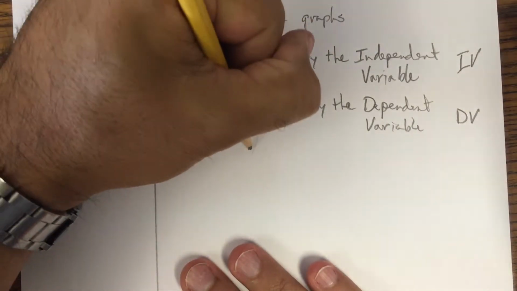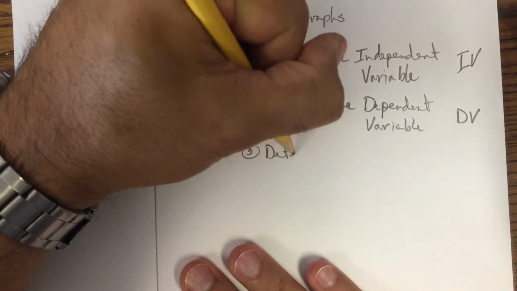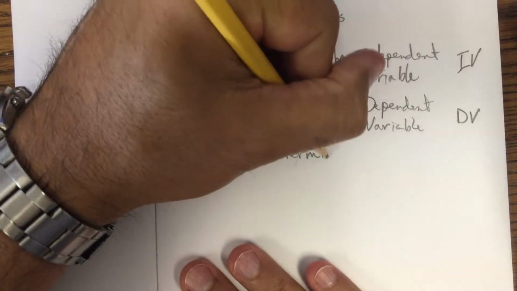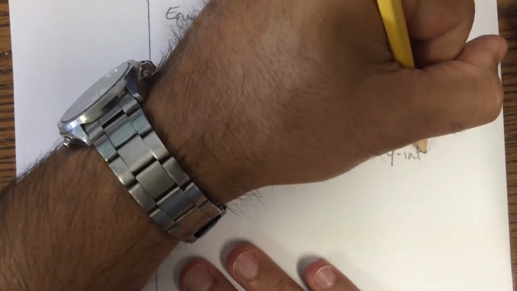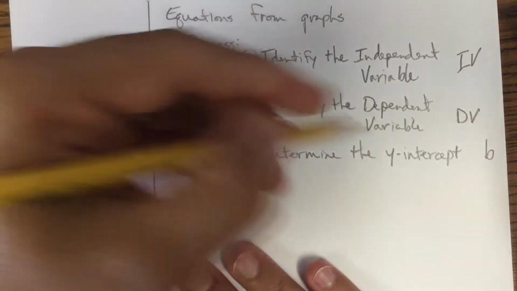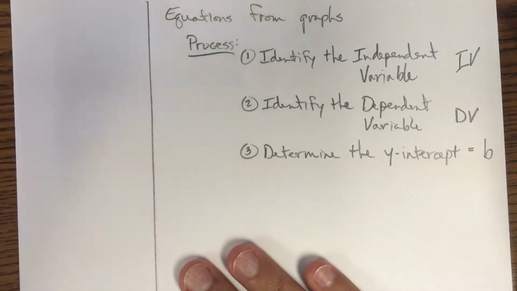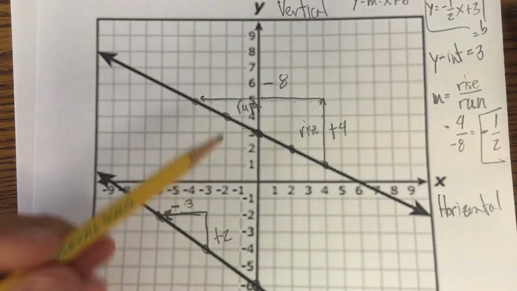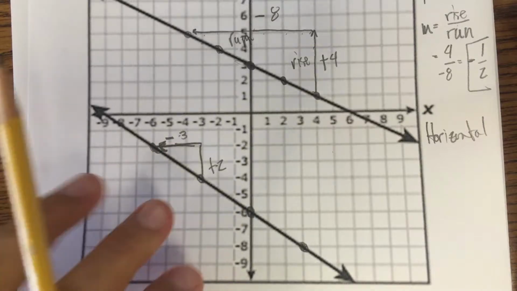Step number 3 was to determine the y-intercept, which is your b in the equation. And that was the next thing that we did. We figured out that it was 3. Then when we did this one down here, we saw there was negative 6.